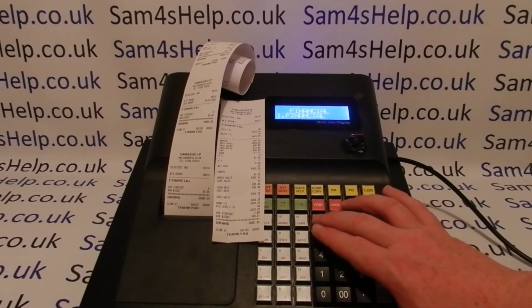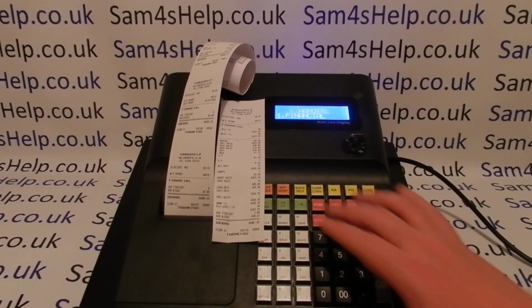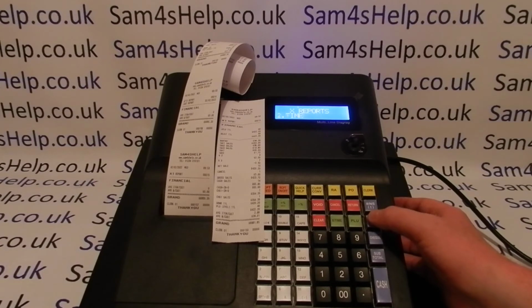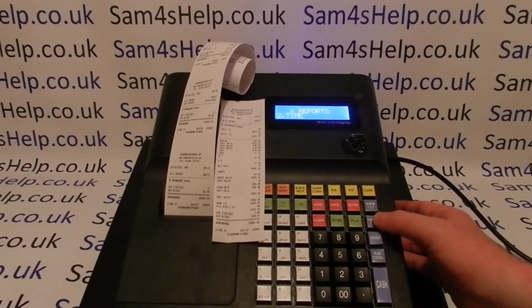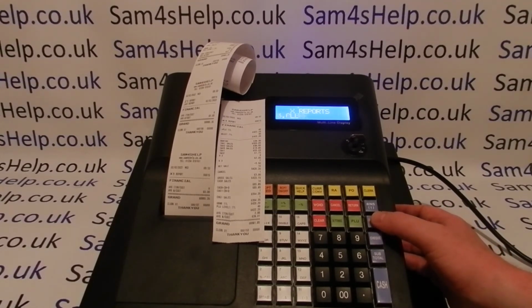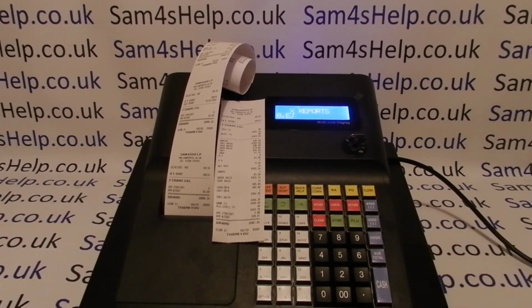If we clear out of there, there's a few other reports you can run in the X mode. You have time, so that'll show you the report, the sales by time period, so you can see when your busiest hours are. PLU, so that's information on the most popular PLUs and your PLU sales. Sales by clerk, group, mix and match if you use them, stock if you use them, and then also electronic journal if you've enabled that.